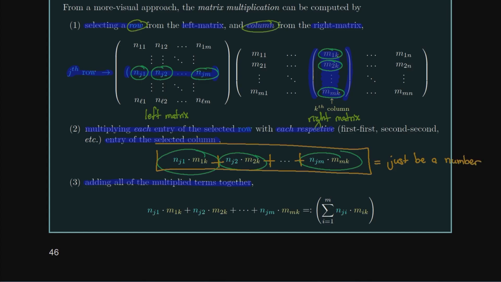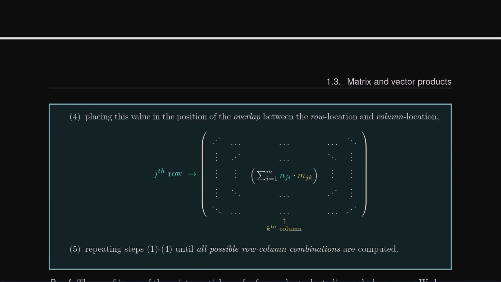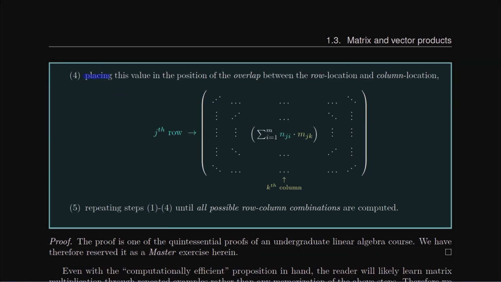What do I do with that number once I've finished? Right, I've selected a row and a column. What should I do with that number? I'm going to take that number and place the value in the position of the overlap between the row and the column.